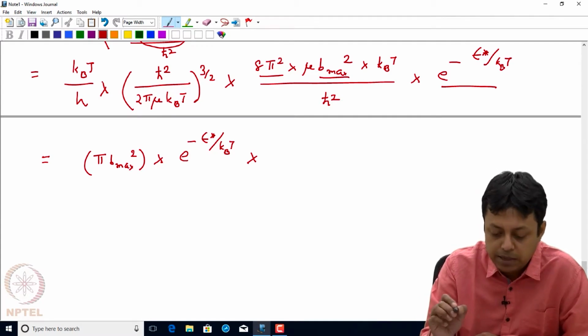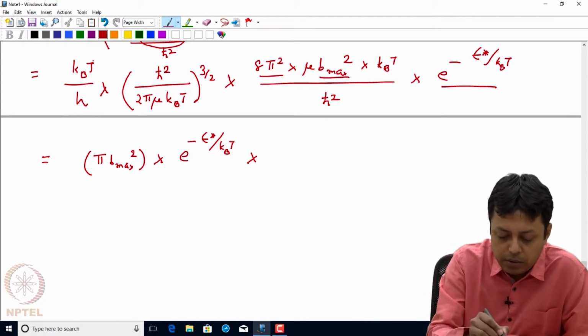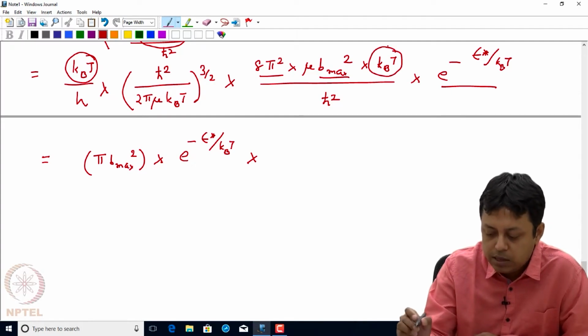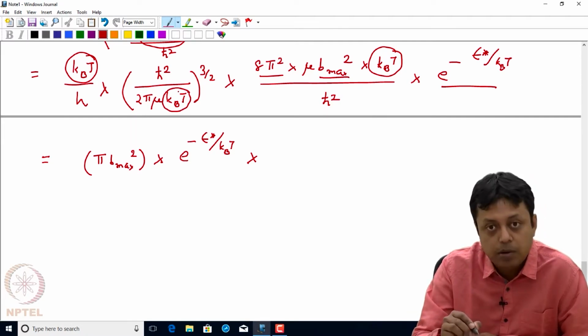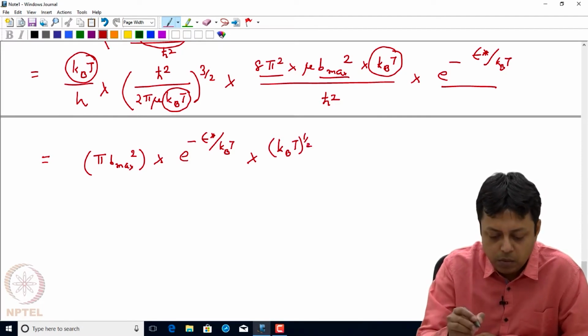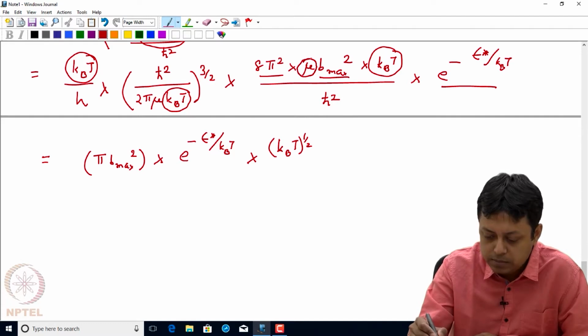Let us first calculate the kBTs. So what we have kBT here, and then I have 1 kBT here. So this gives me kBT squared, and then in the denominator I have kBT to the power 3 by 2. So it is kBT squared divided by kBT to the power 3 by 2. kBT squared is kBT to the power 4 by 2. So together I'll have kBT to the power half. And then what else? I have 1 mu here, and I have mu to the power 3 by 2 in the denominator. So I'll have mu to the power half in the denominator.